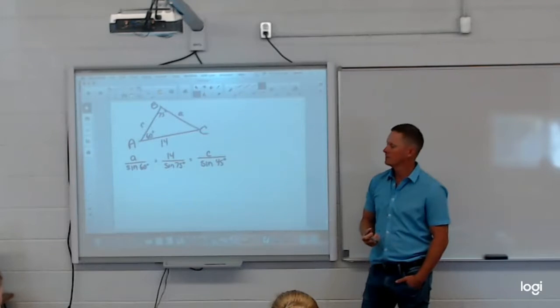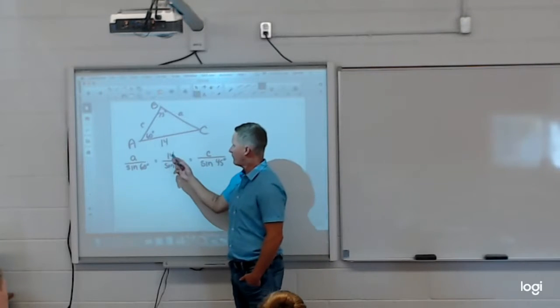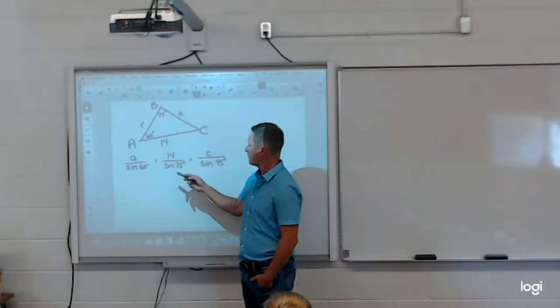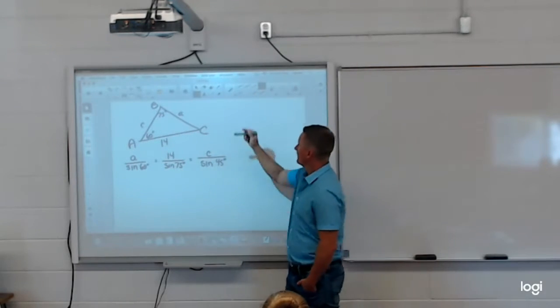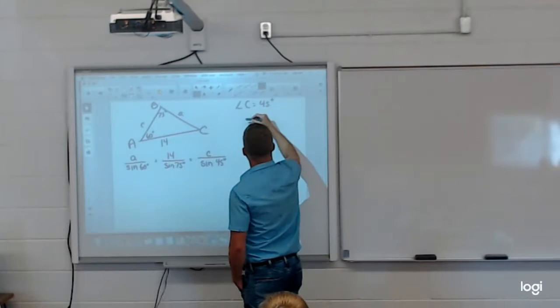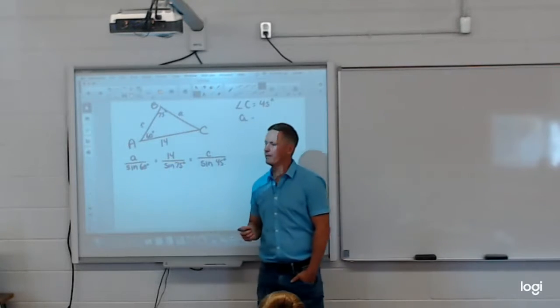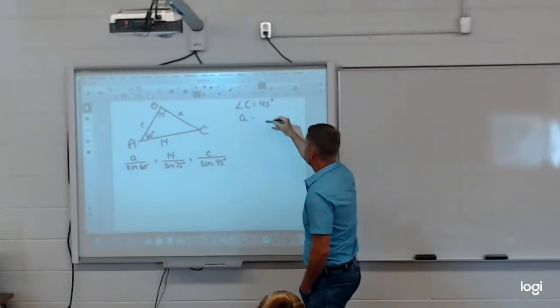Okay, so now, what does it look like I need to solve for? Side A and side C. All right, and so then it's sine 60 times 14 divided by sine 75. Sine 45 times 14 divided by sine 75. Okay, so angle C we said was 45 degrees. Side A, sine 60 times 14 divided by sine 75. What'd you get?